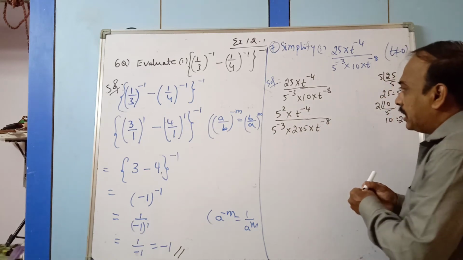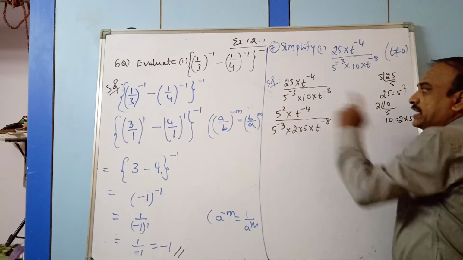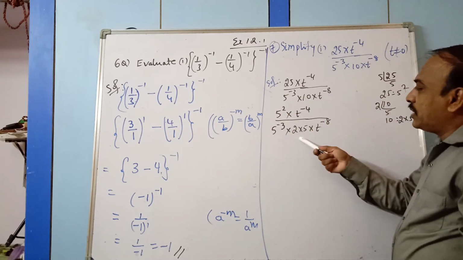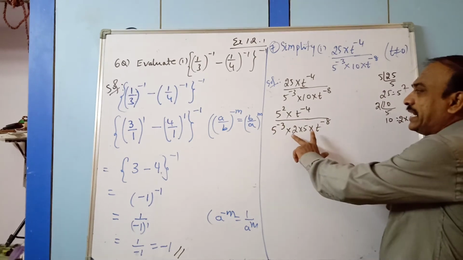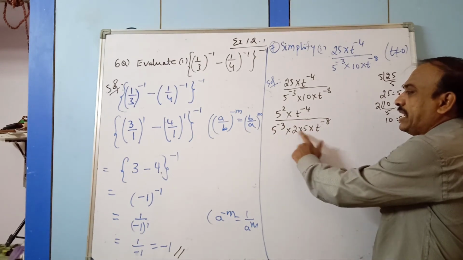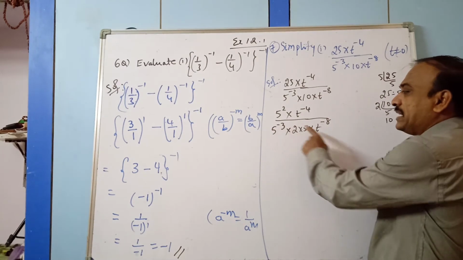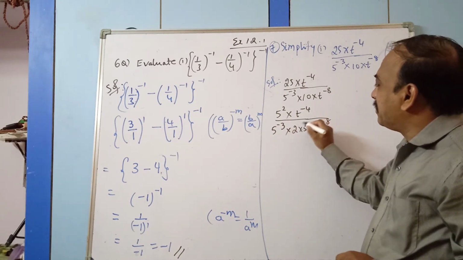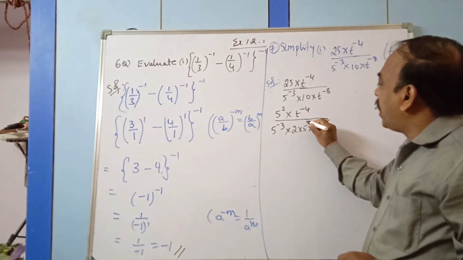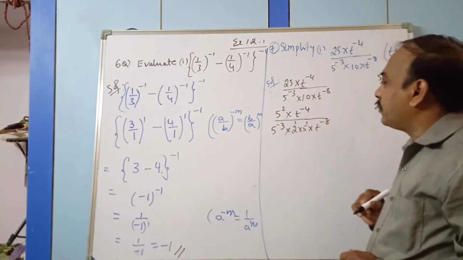Here 25 I wrote as 5 square and 10 I wrote as 2 into 5. Now see in the denominator part. 5 power minus 3 and this is 5 power 1. First you can simplify, this is nothing but 1 only. So 2 power 1 into 5 power 1.